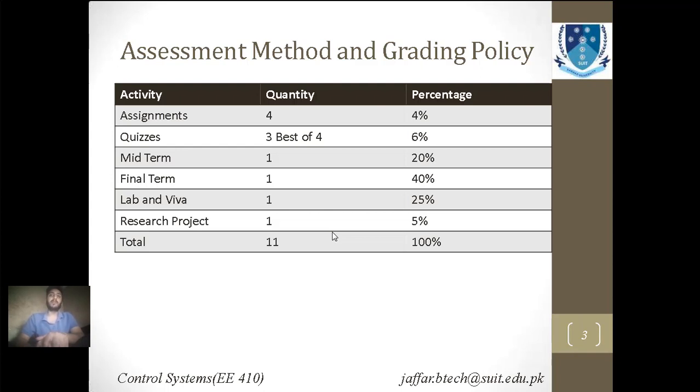There will be a midterm of 20% marks, there will be a final term of 40% marks, and there will be a lab and viva that will weigh about 25% marks. There will also be a research project in which you will present a project or any decent research topic, and that will weigh about 5% of marks.